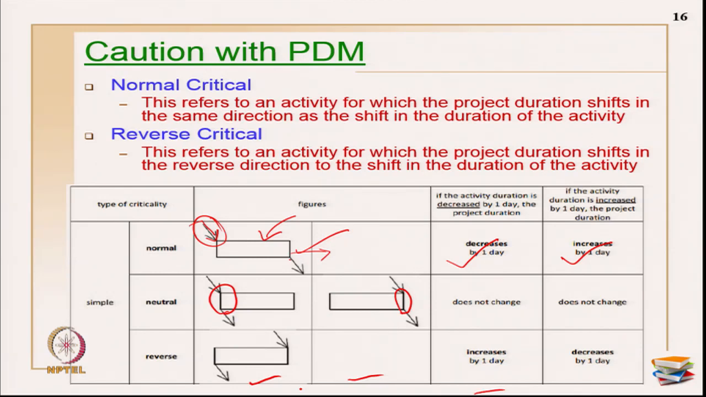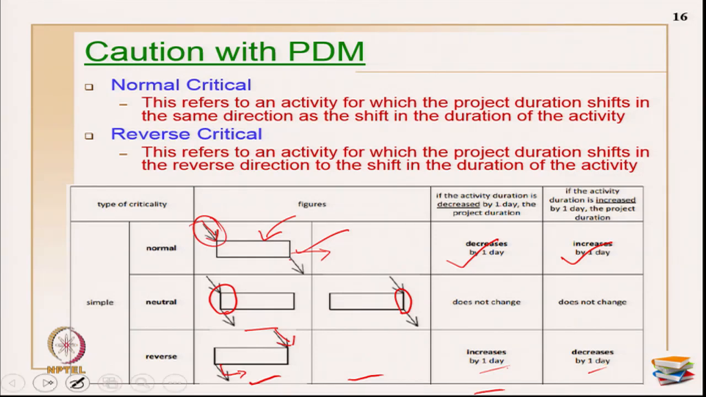In reverse critical, the predecessor relationship has to be on the finish side, and the successor's relationship has to be on the start side of the activity. Then you will have a reverse critical type of relationship. When the activity duration is decreased by 1 day, the complete project duration will be increased by 1 day. When the activity duration is increased by 1 day here, the complete project duration will be decreased by 1 day. You can try with any example later on.